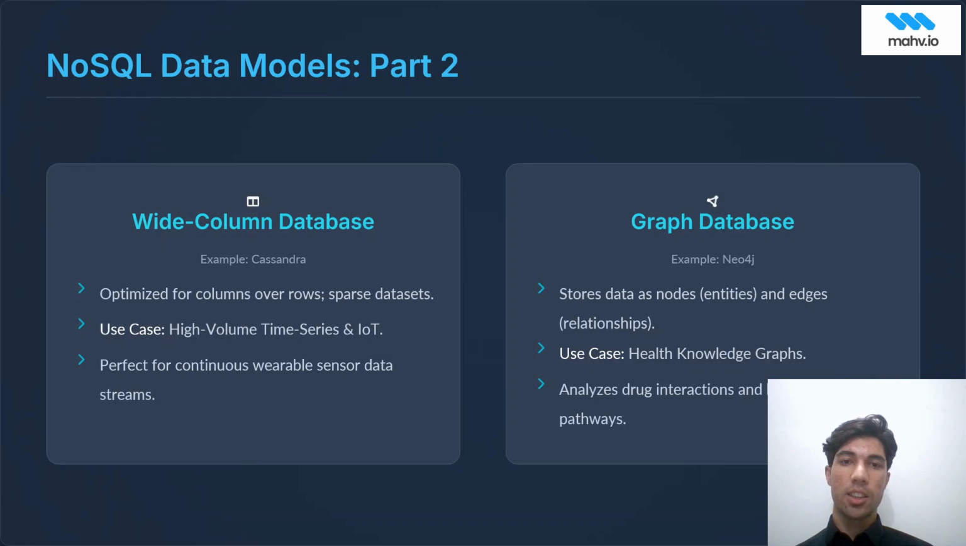sensor data streams. Then we have the graph database like Neo4j, which stores the data as nodes. The nodes are entities, and the edges are relationships. So instead of using tables, they use the data as nodes and edges. And its main use case is health knowledge graphs, where the relationships are as important as the data itself, and it is ideal for analyzing drug to drug interactions and intricate biological pathways.